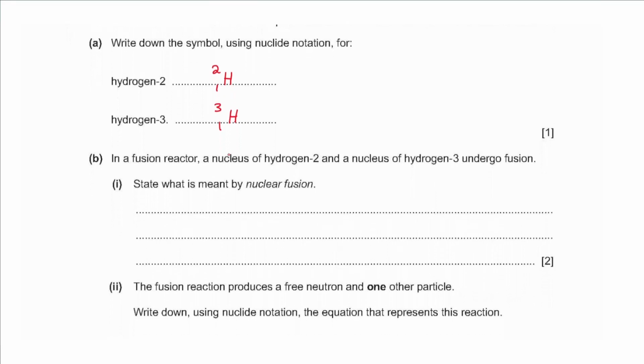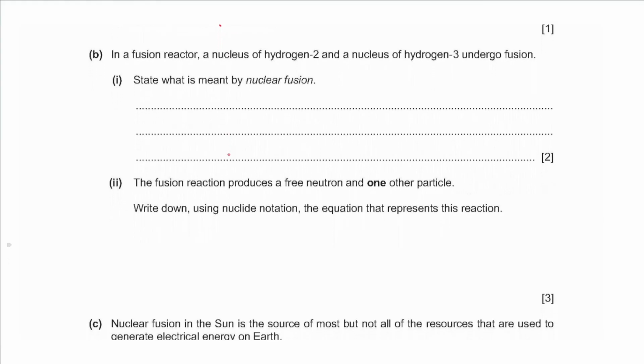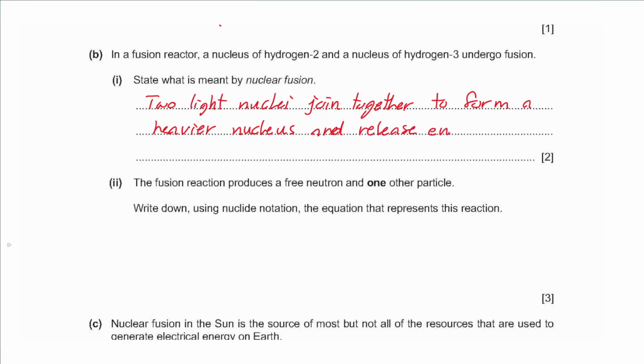Part B says in a fusion reactor, a nucleus of hydrogen 2 and a nucleus of hydrogen 3 undergo fusion. State what is meant by nuclear fusion. That is when 2 light nuclei join together to form a heavier nucleus and release energy from the reaction.